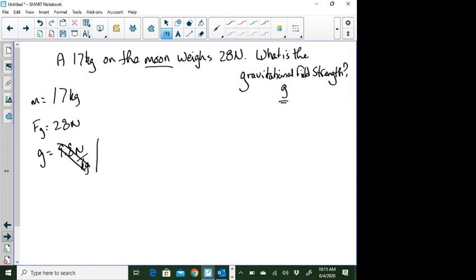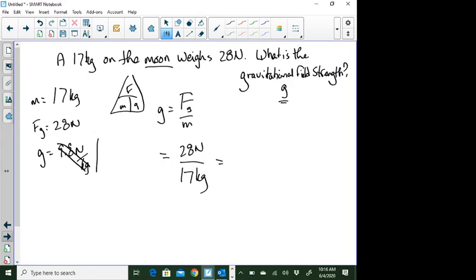Does that make sense? So we would take our triangle, which was F, m, g. We cover up our g, so we can see g is equal to our force of gravity divided by our mass. So we'll take our 28 newtons, divide that by our 17 kilograms. And when it cancels off, that's newtons per kilogram, and that's equal to 1.6 newtons per kilogram. Okay. Does that make sense?